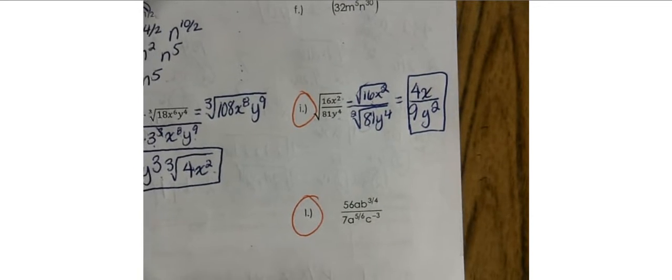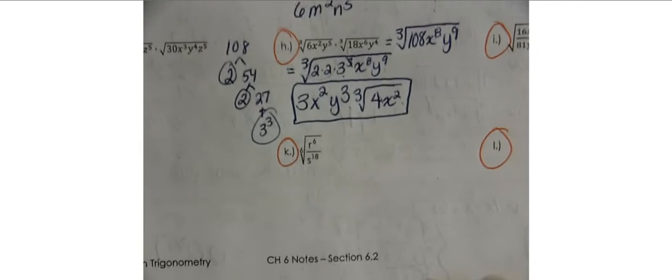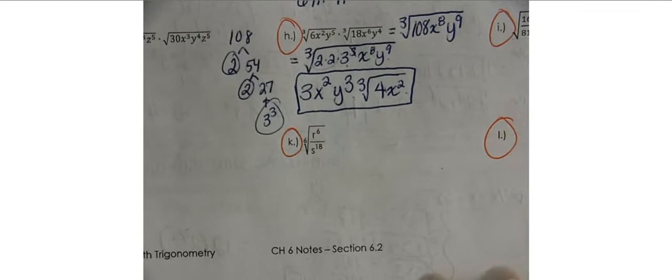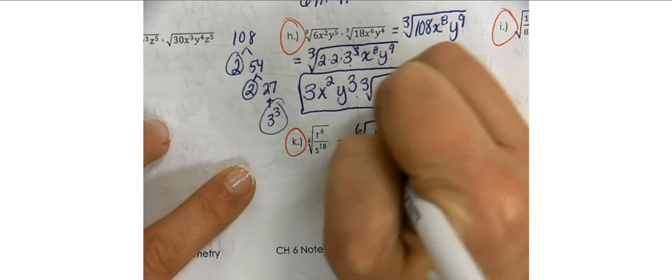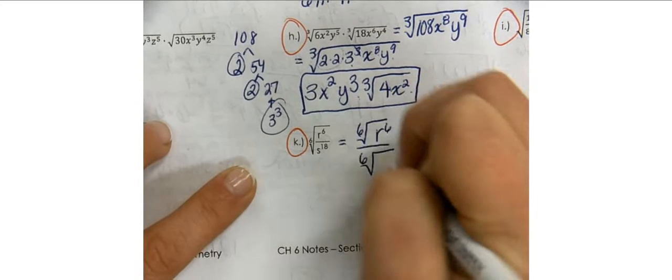I'm going to let you do letter J on your own, and I'll certainly do that in class next time I see you, so I don't have that one circled. And let's go ahead and look at letter K. For letter K, R and S have nothing in common, so what I'm going to do is take the 6th root of the numerator divided by the 6th root of the denominator.